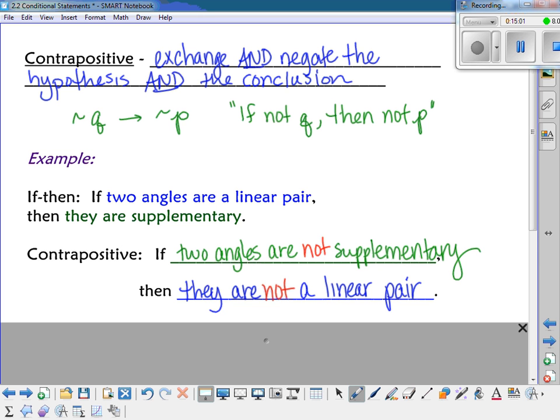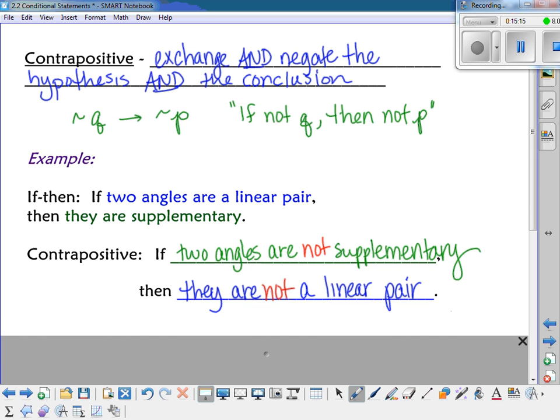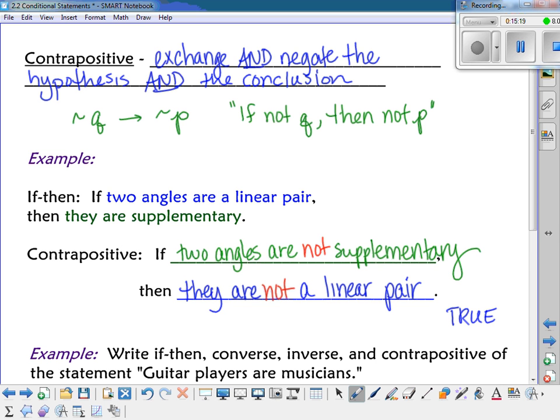Okay, so is that always going to be true? If they are a linear pair, they would have to be supplementary because they add up to 180 degrees. So if they are not supplementary, then they couldn't possibly be a linear pair. That is true.